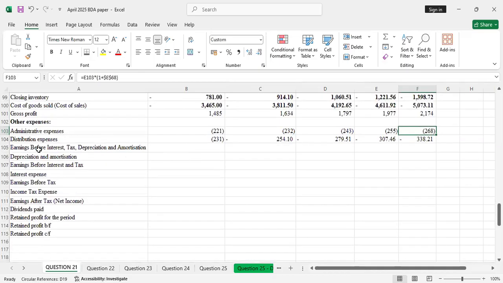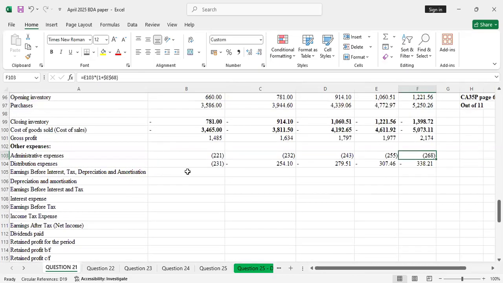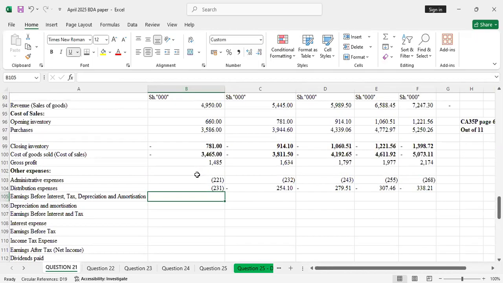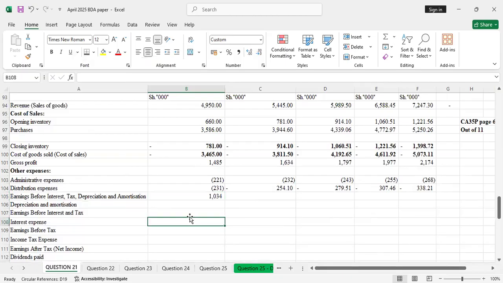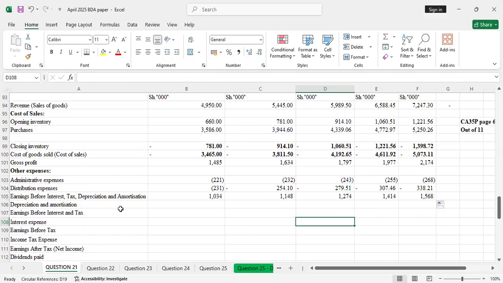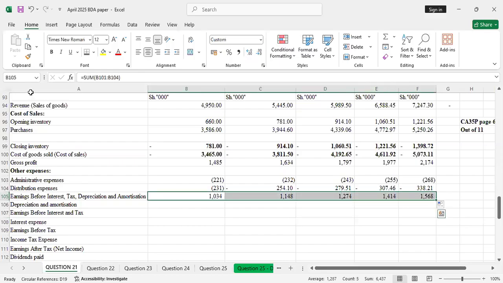Okay, so we continue. So earning before interest, tax, and depreciation and amortization. This is something that we are going to calculate. So you take gross profit and you sum. From gross profit all the way, you just come here and auto sum. So we'll have that value. Then you just drag up to the last year and get your values. I'll create a top border.